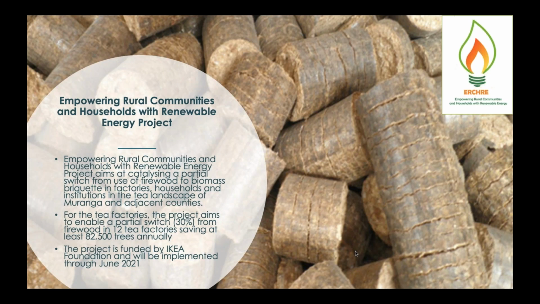So the project aims at catalyzing a partial switch from use of firewood to biomass briquettes in factories, households, and also in institutions around tea landscapes. We are working in Muranga County, but we're also hoping to expand to the neighboring counties, including Nyeri County and Kiambu, with up to a 30% switch. We target to impact 12 factories, saving at least 82,500 trees annually. This project is supported by IKEA Foundation and is running through to June 2021. Next.